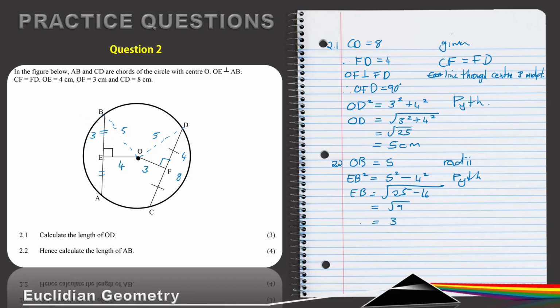Then we can say that AE is equal to EB, and our reason is line from center is perpendicular to chord. And therefore AB is equal to 6 centimeters.